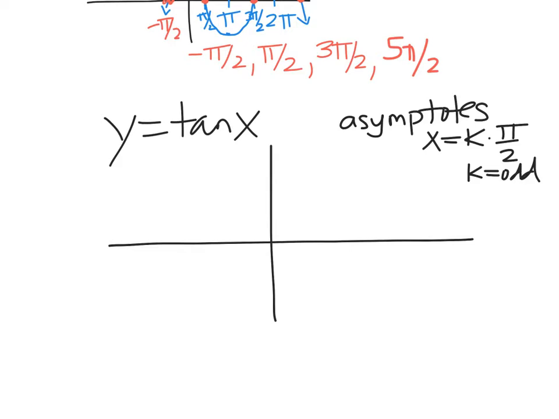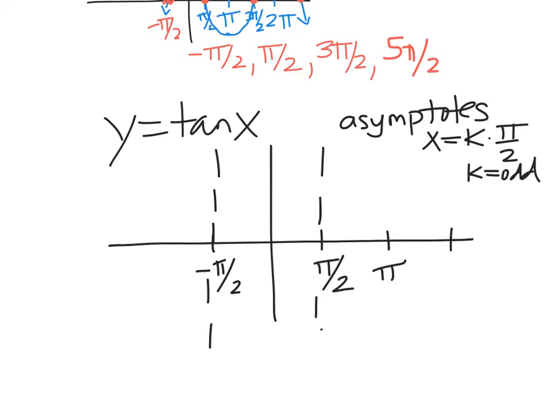Okay, so here's what we do. We go to pi over 2, and we go to negative pi over 2, and you're going to draw asymptotes there, vertical asymptotes. And then this would be pi. Pi's fine. But then 3 pi over 2, which is an odd pi over 2, would have an asymptote also.